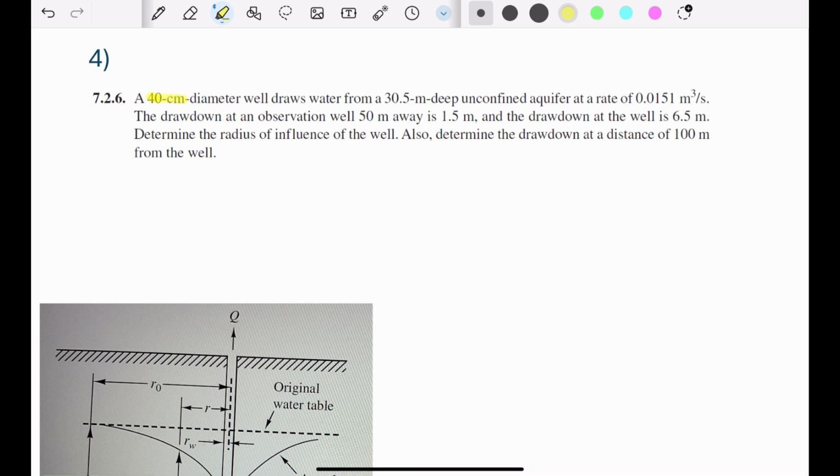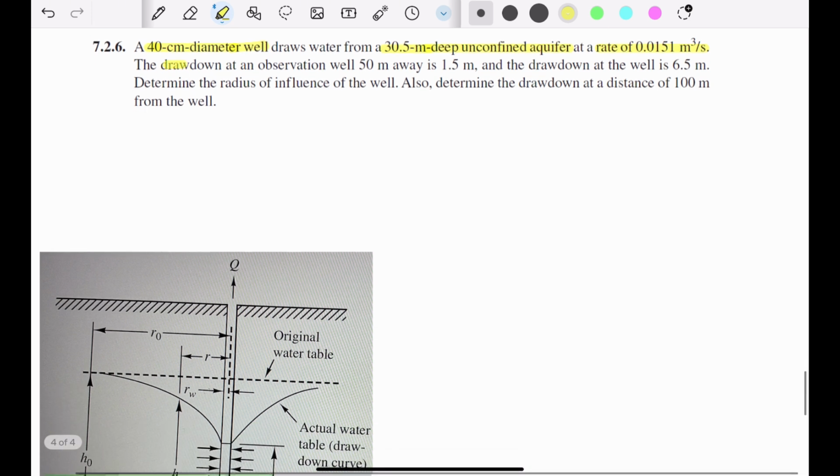Here, a 40 centimeters diameter well draws water from a 30.5 deep unconfined aquifer at the rate of 0.0151 cubic meter per second. The drawdown at an observation well 50 meters away is 1.5 meters, and the drawdown at the well is 6.5 meters. So we need to determine the radius of influence at the well. So it is RO. And also determine the drawdown at a distance of 100 meters from the well.